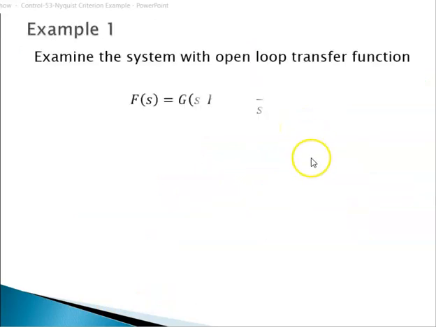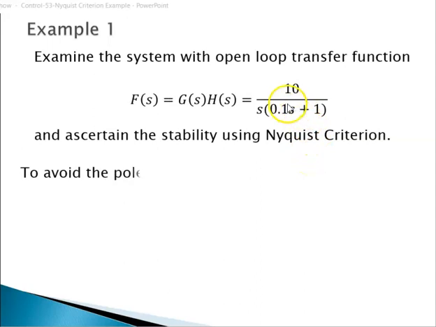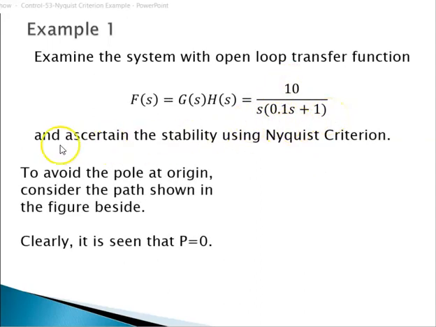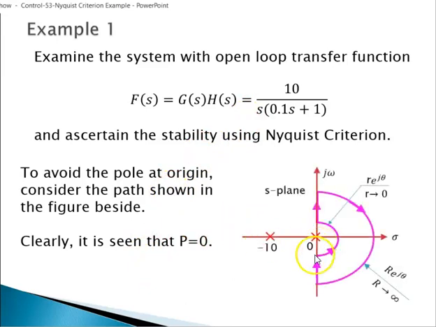Let us consider an example transfer function, 10 over s times (0.1s plus 1), and see how we can ascertain its stability using the Nyquist criterion. There is a pole at the origin. To avoid the pole at the origin, we consider the Nyquist path with a small semicircle, because we don't want to hit this pole at the origin.